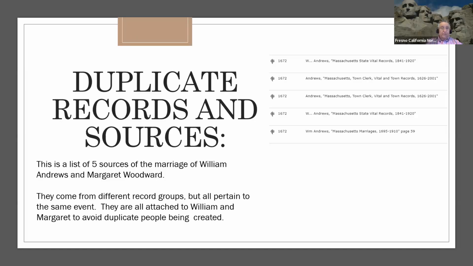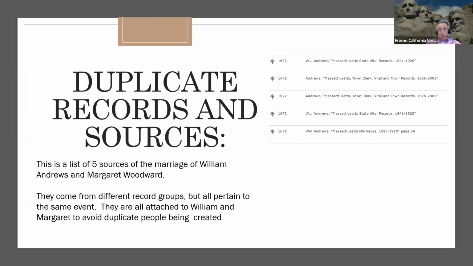Okay, duplicate records and sources. Here's an example: 5 marriage sources for William Andrews and Margaret Woodward, and they only got married once. These come from different record groups, and apparently there are even duplicates within the groups. And so we just attach them all, because what we want to do is avoid duplication in tree.